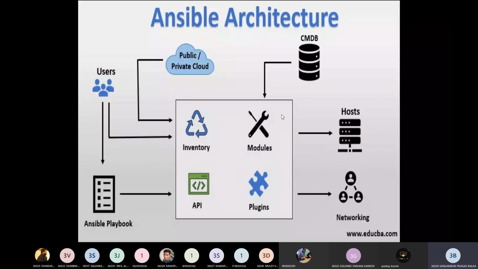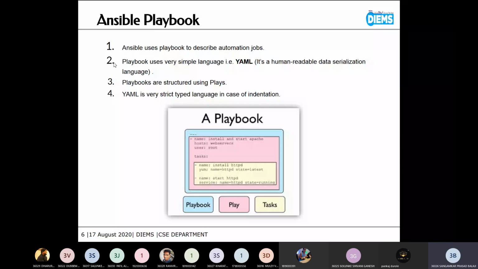Then, Ansible Playbook. Ansible uses playbooks to describe the automation jobs. Playbooks use a very simple language called YAML. It is a human readable data serialization language. And in the background of a YAML file, a Python script is running. Playbooks are structured using plays.